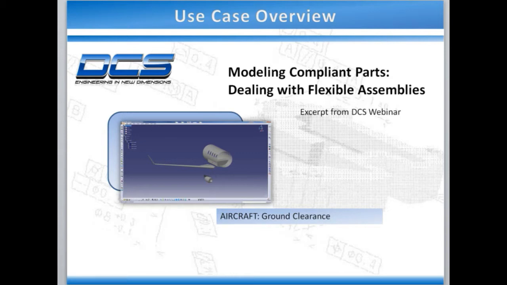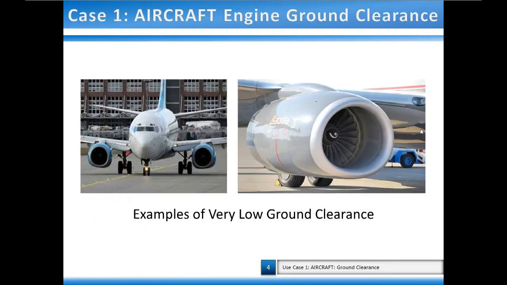This model simulates the assembly of the wing to the fuselage and predicts what factors may affect the engine ground clearance and wingtip displacement. Here you can see a few examples of very low ground clearance, and you can see here that the bottom of the engine is made flat instead of round, just to get an extra bit of ground clearance.